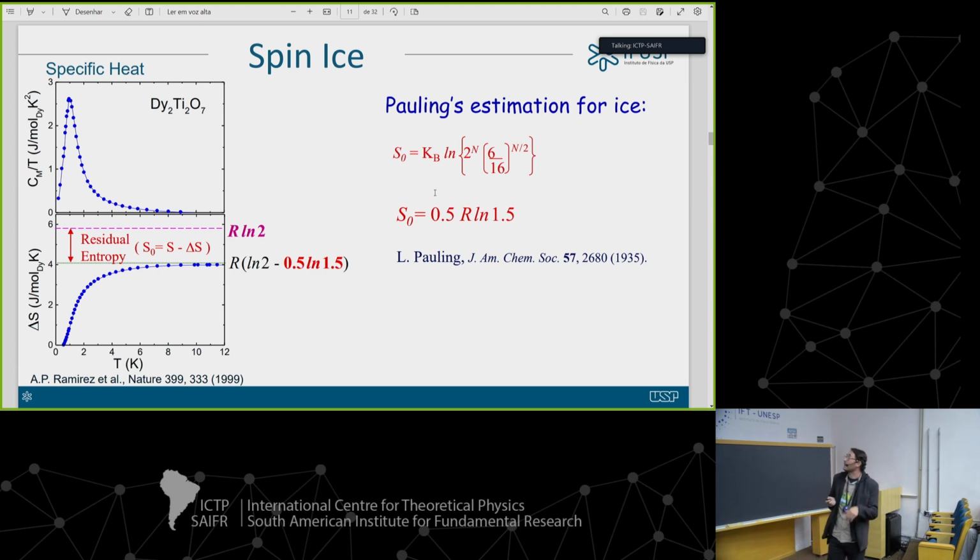And this was estimated a very long time ago by Pauling in the 30s. He basically treated each tetrahedron independently and just computed how many configurations you would have in this way. And you see that there's a very good agreement here for these two data.